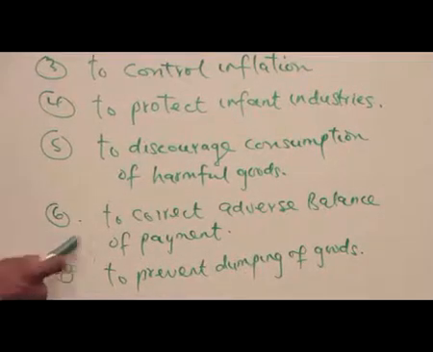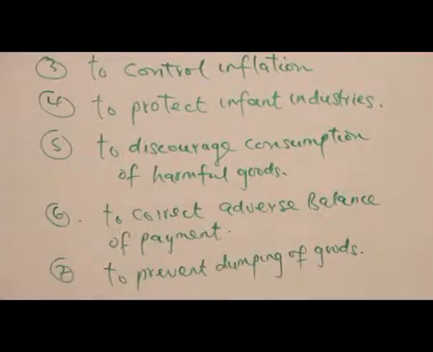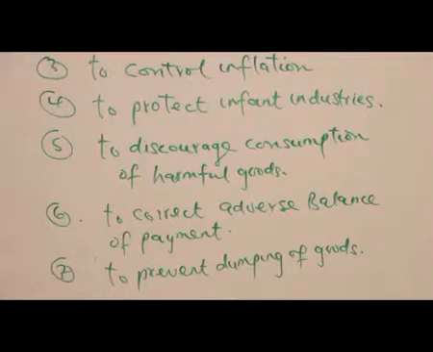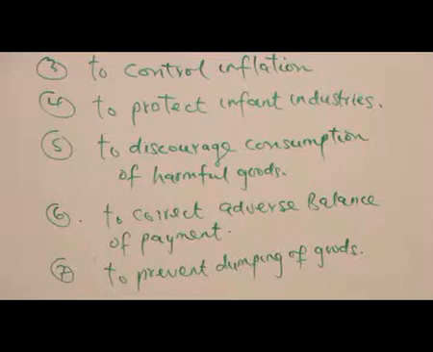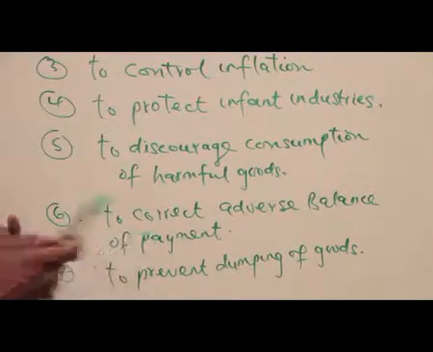The 6th one says to correct adverse balance of payment. If an economy is experiencing unfavorable balance of payment, then taxation can be used in correcting it. Maybe looking at those elements that they have in the balance of payment in order to see that the balance of payment is at equilibrium. If not at equilibrium, then at least moderate, so that it will not cause an adverse effect on the economy. So whenever an economy is having a problem in the balance of payment, taxation can be used in correcting that.